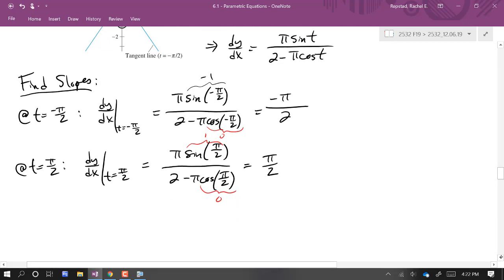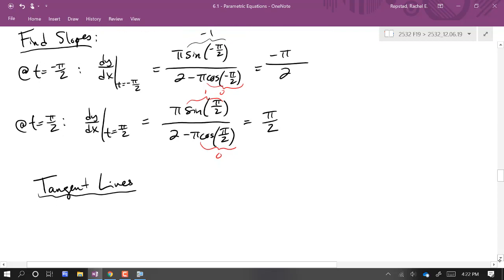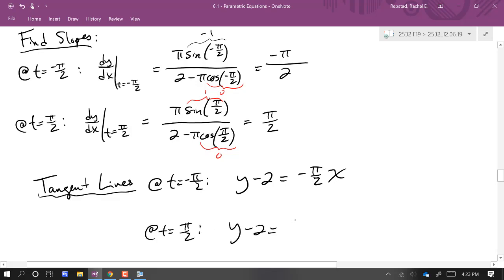And now it's all over but the shading. We're just going to get the tangent lines. So when t is negative pi over 2, we have y minus 2 equals m times x minus x0, and x was 0, so it's just negative pi over 2 x. When t is positive pi over 2, it's y minus 2 equals positive pi over 2 times x. These are just point slope form.